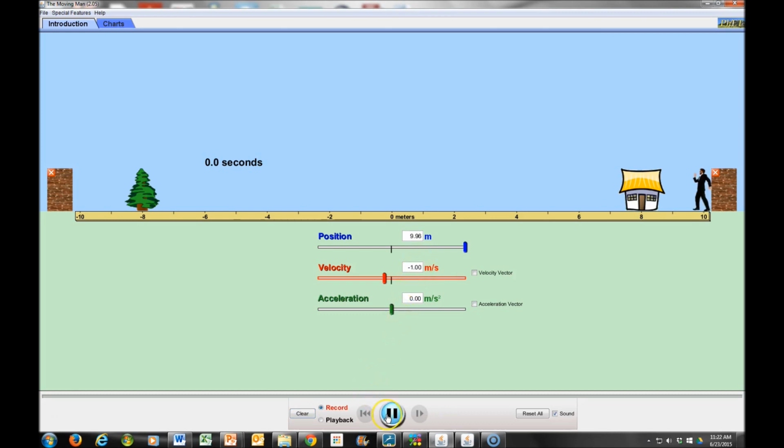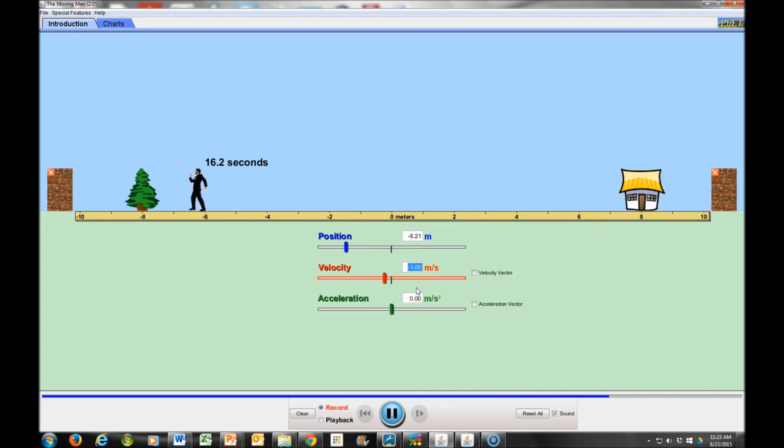Now notice what happens when I put -1 here. When I put -1, he's now traveling to the left. Speed would still be 1 meter per second. He's still traveling 1 meter every second here. However, this time, since it's negative, it means he's traveling to the left.